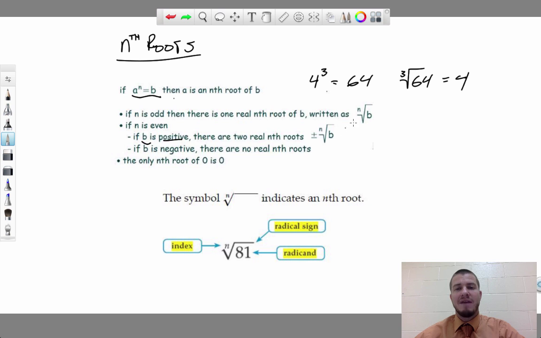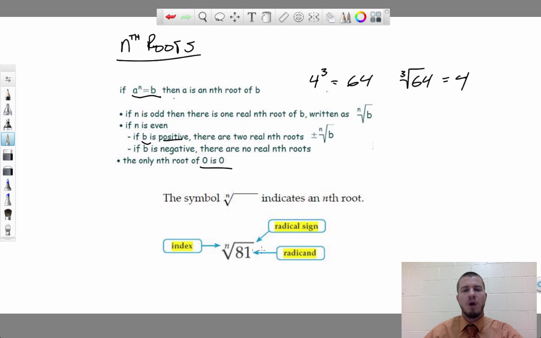If b is negative, if you have a negative number inside the radical, then there are no real nth roots if the n is even. So if it's odd, you can always do it, whether it's positive or negative on the inside. If it's an even root, then it has to be positive on the inside in order for you to be able to simplify it. The only nth root of 0 is 0. So it doesn't matter what the root is. If you're taking the nth root of 0, it's going to equal 0.